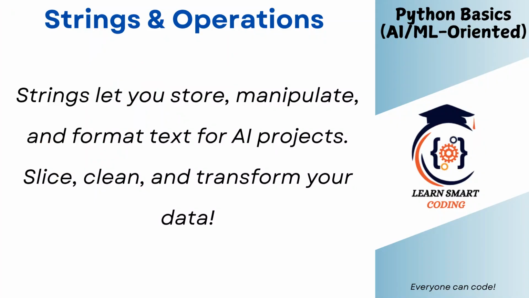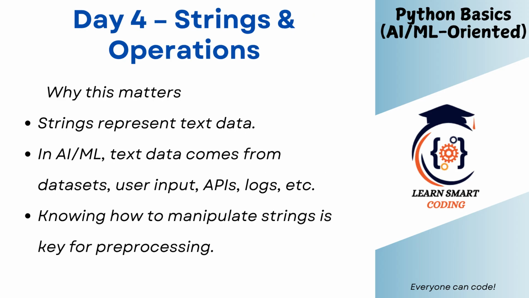This is day 4 Python video for AI. We're focusing on strings and operations. So why does this matter? Strings represent text data. In AI and ML, text data comes from datasets, user inputs, APIs, logs, and so on. So knowing how to manipulate strings is key for pre-processing. You should definitely know these things, and that's what I'm going to teach you here.